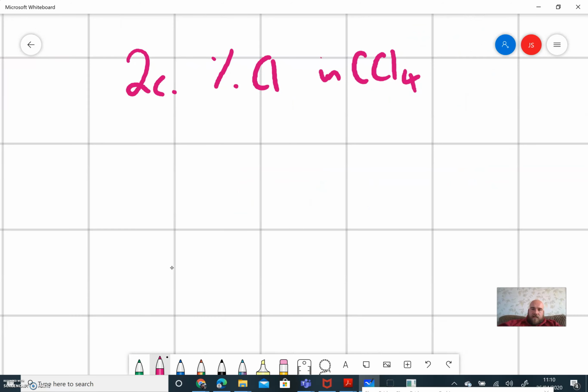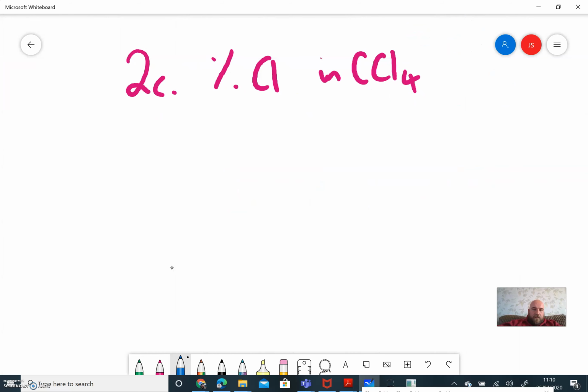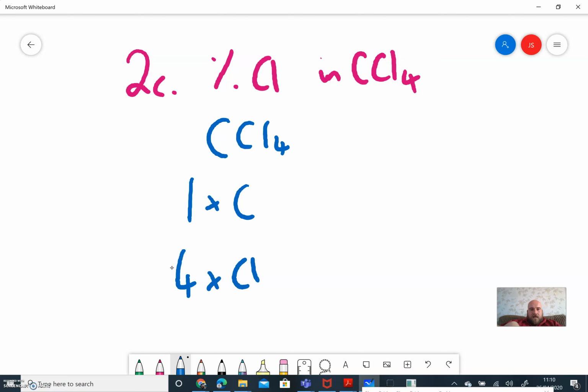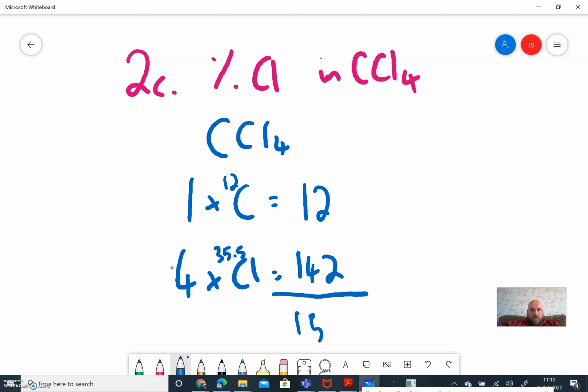Well, the first thing I've got to do is work out what CCl4 weighs. CCl4, there's 1 C and there's 4 Cls. And using the table at the top, carbon weighs 12, chlorine weighs 35.5. So 1 times 12 is 12, and 4 lots of 35.5 is 142. So add them together, you end up with 156.